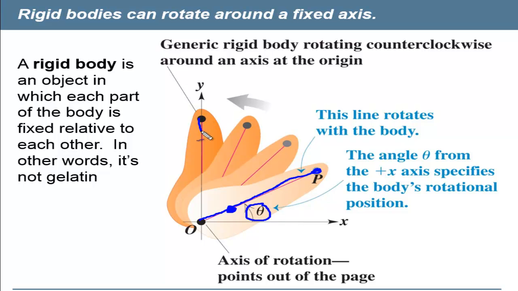If I move up to another angle here at 90 degrees, then this point P is at 90 degrees, and also this other point over here would be at 90 degrees as well. So the entire line rotates the same amount, the same angle, and all the particles stay in the same relative position. And we define this angle theta off the positive x-axis, and if the angle is counterclockwise, then this is a positive angle measure.